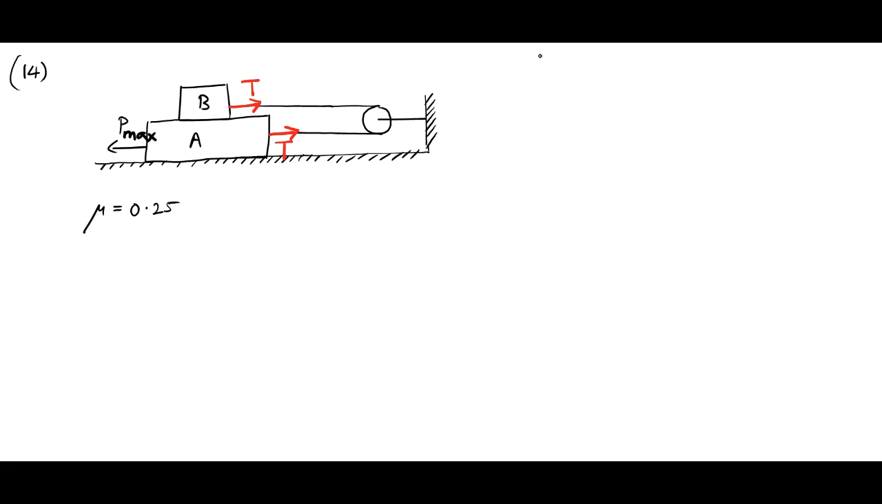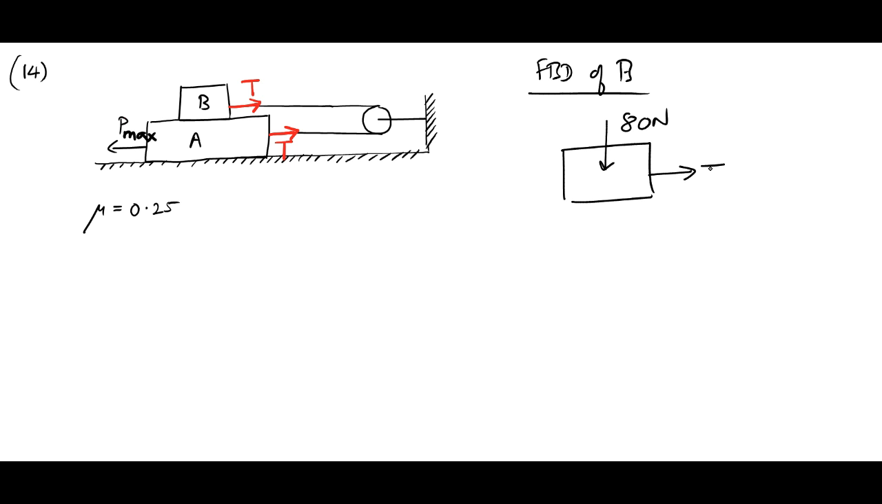Remember, the FBDs are drawn for the case of limiting equilibrium. So let's first draw the FBD of block B under these limiting equilibrium conditions. Now the weight of block B has been given to be 80 newtons, and the other force acting on this block is the tension in the string, that's T in this direction.